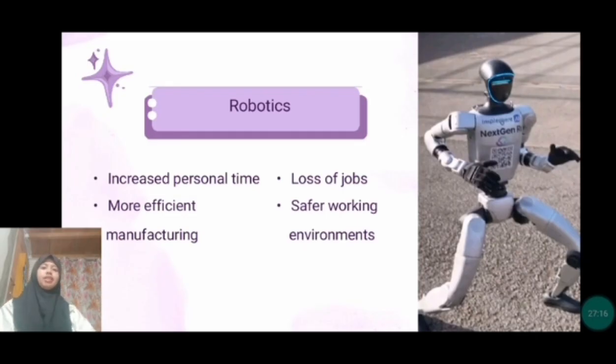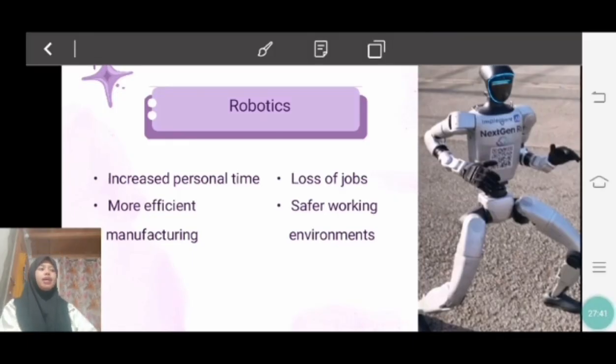So the next one is safer working environments. Robots can be used in dangerous jobs like handling toxic chemicals, working in extreme heat, or lifting heavy objects. It can lessen the harm to humans, reduces the risk of injuries, and keeps human workers safe.